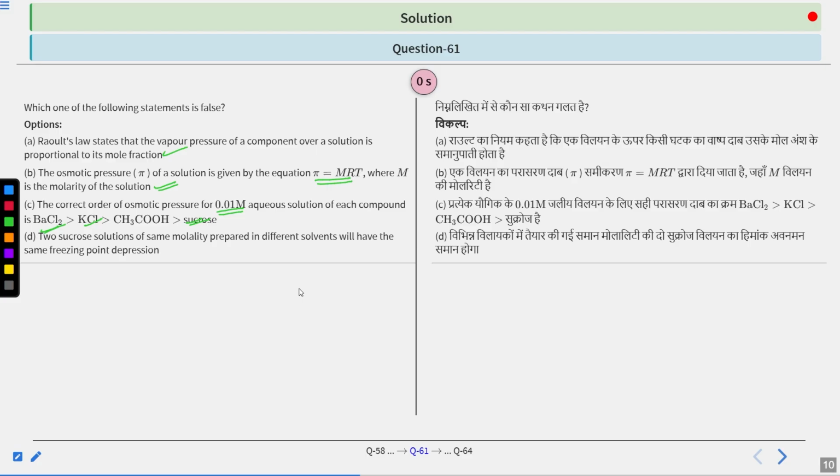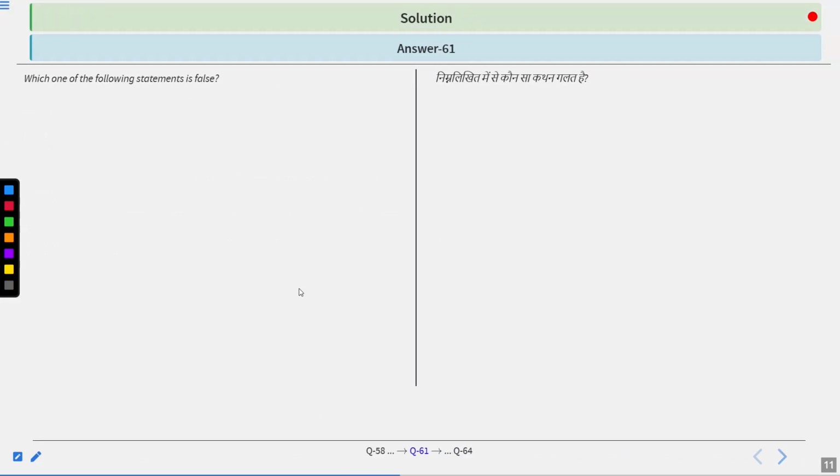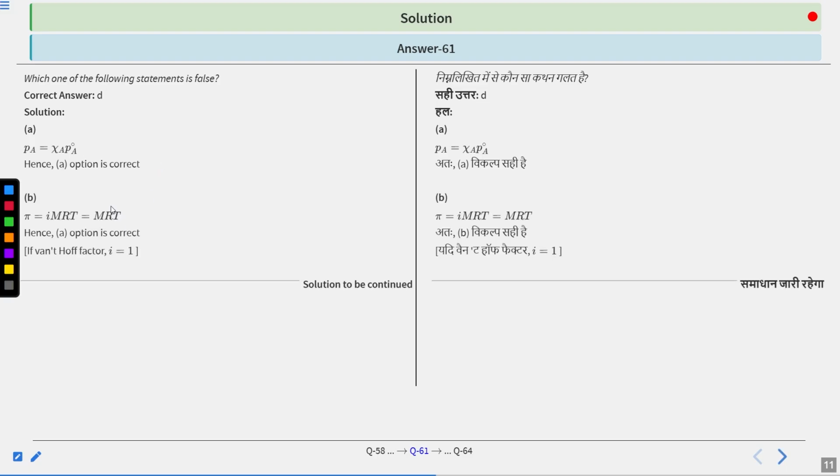Your time is up. We have to identify the incorrect or false statement. So the false statement is D. For A, we see that PA equals chi A P naught, so option A is correct. If I talk about option B, we have pi equals iMRT. So this option is also correct because the van't Hoff factor is 1.